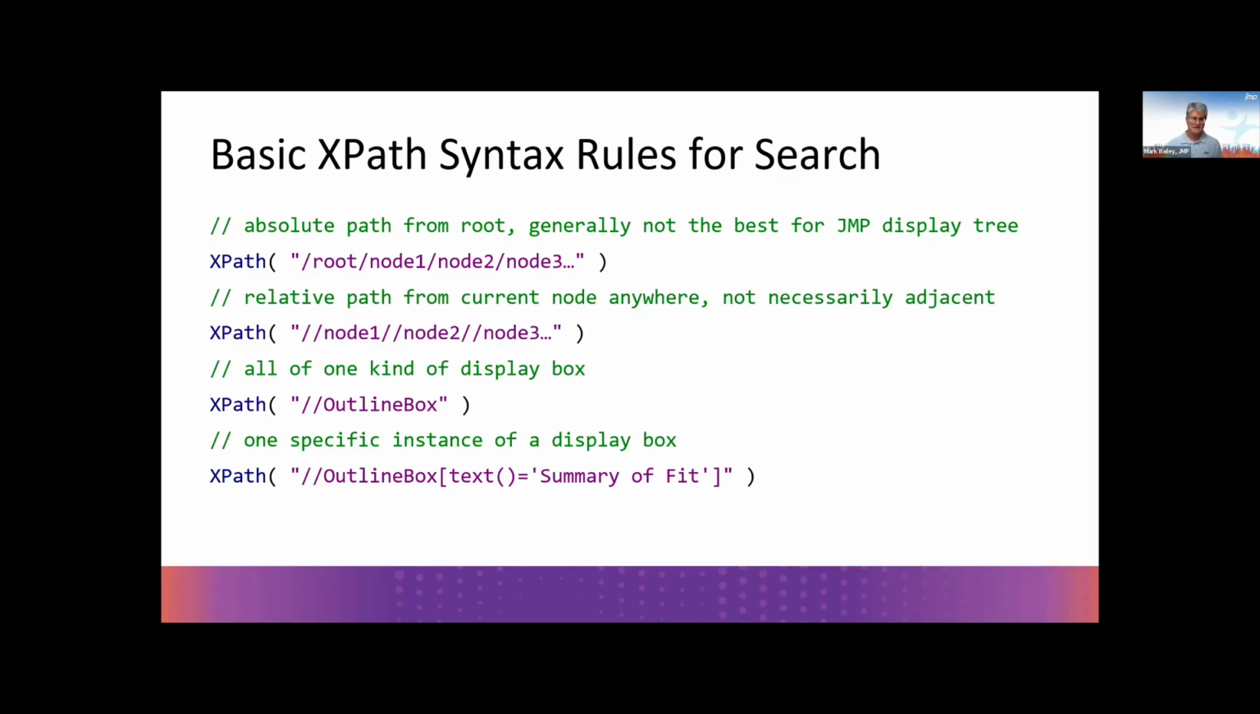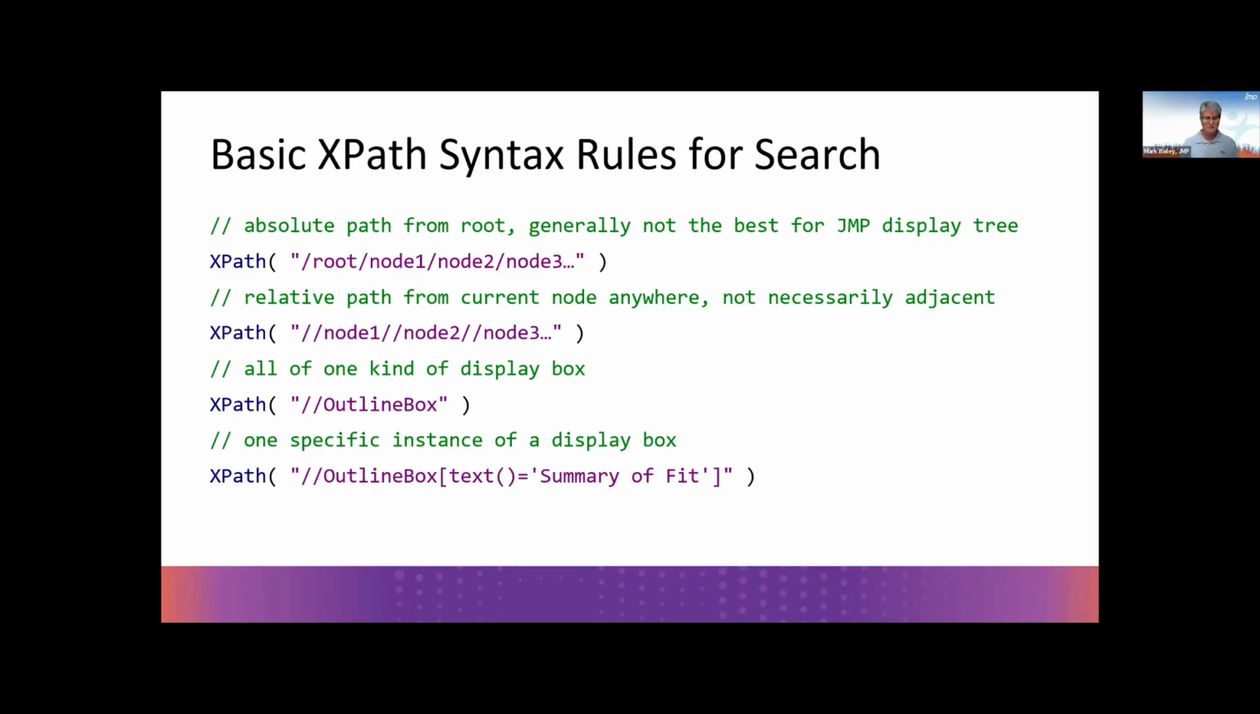A better way is the relative path. In this case, we use 2 forward slashes to identify the first node. That node can occur anywhere in the display tree, followed by additional nodes to finally search for the target that you want. They don't have to be adjacent, that is, successive branches. So in the third line, you see a simple example. The search string is for a relative path, looking for outline box. Well, this will return a list of all the nodes that are an outline box.